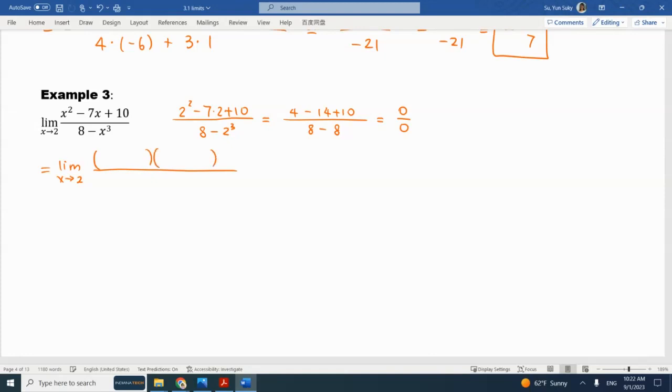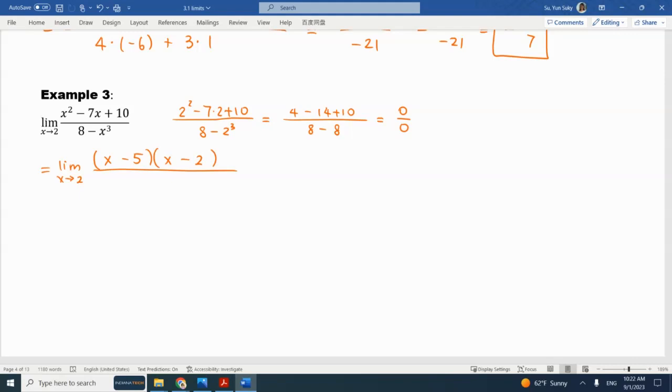Alright, you put 2 pairs of parentheses. Factors of x squared is x and x, right? Good. How do you factor so that you have minus 7x in the middle? X minus 5, x minus 2. Yes. X minus 5, x minus 2. Everybody okay with this factoring?